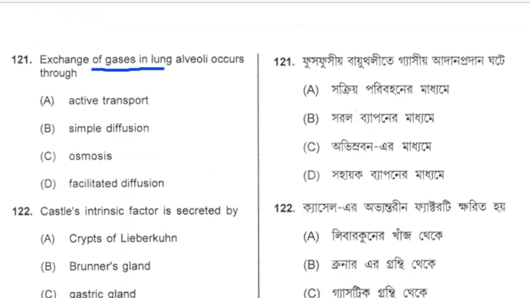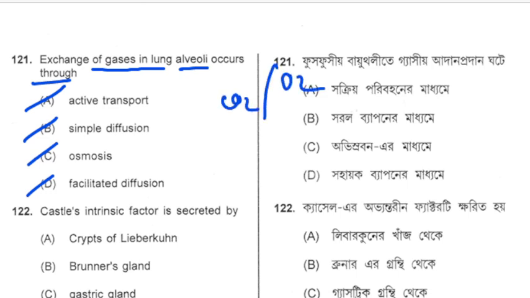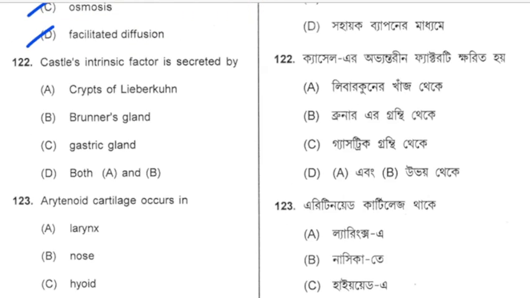Exchange of gases in lungs alveoli occurs through active transport, simple diffusion, osmosis or facilitated diffusion. So the exchange of gases, that is CO2 and O2, occurs through simple diffusion, based on the partial pressure.